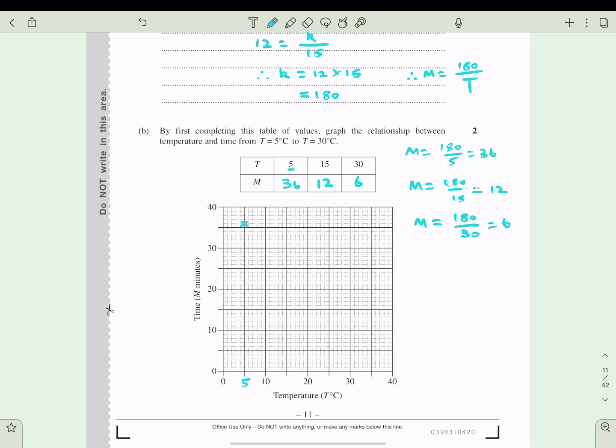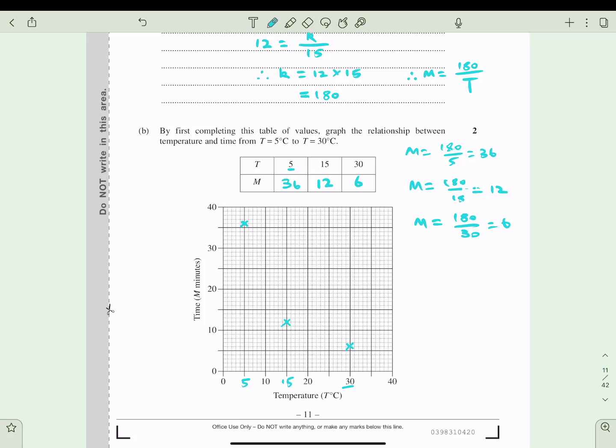So I like to use a cross, because crosses are more accurate because the intersection would be the point you want. When t equals 15, which is here, m is equal to 12. So that's going to be down here. And when t equals 30, it's going to have m equal to 6 there.